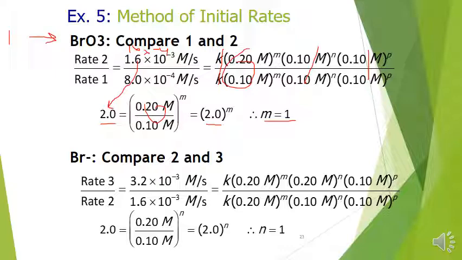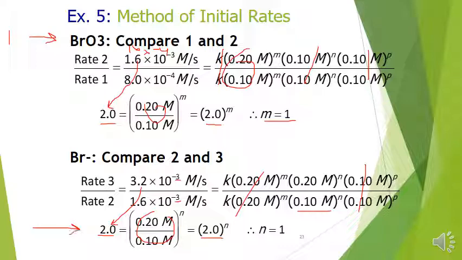for BrO3. Br minus, do the same thing. And we're going to use experiments 2 and 3, we said. And the exponents are the same, so you don't have to do it. So it's 3.2 over 1.6, which is handy. That's 2. We're going to hold the BrO3 constant, H plus constant, and we doubled the Br minus, and that's right here. And 2 over 1 is 2.